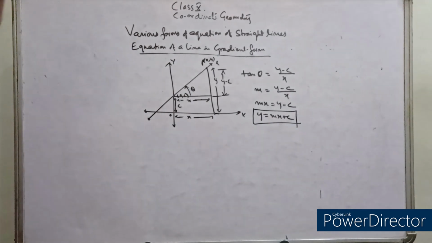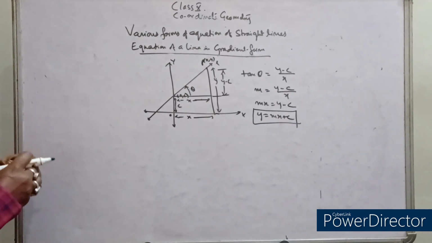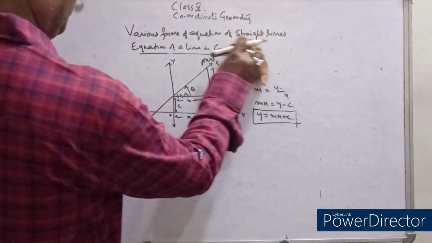So now the next is the equation of a line in intercept form.